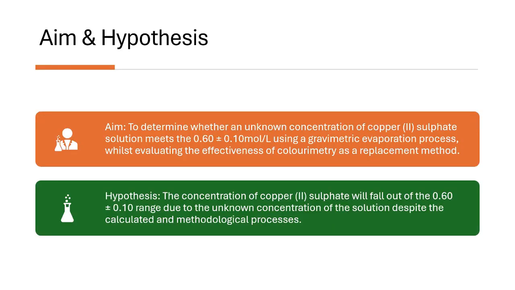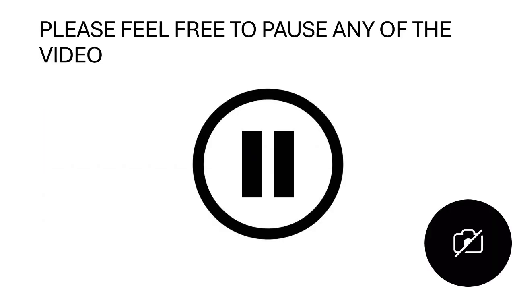And now for the aim and the hypothesis. The aim of the investigation was to determine the concentration of the unknown copper sulfate solution using a gravimetric evaporation process, and to evaluate colorimetry as a replacement method. The hypothesis was that the concentration will fall out of the 0.6 range because of the unknown concentration of the solution despite the calculated and precise processes. Please feel free to pause the video at any time.